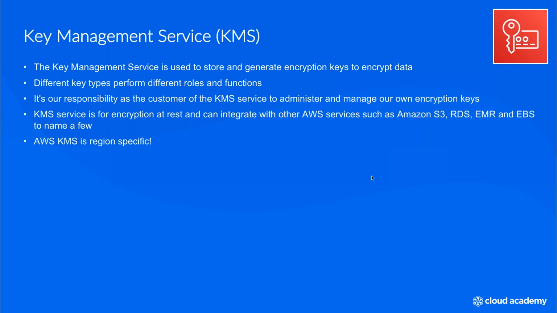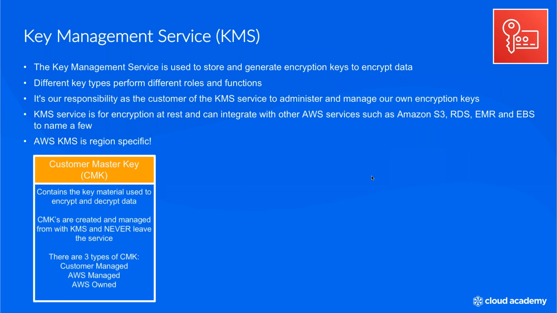Okay, so let's now take a look at some of the components and features that make up the KMS service, and it's primarily based around 4 different elements. These being the customer master keys, the data encryption keys, key policies, and grants. So the customer master key, this is the main key type within KMS, and it contains the key material that is used to encrypt your data. And there are 3 different types of CMK, customer master key. We have the customer managed, AWS managed, and AWS owned.